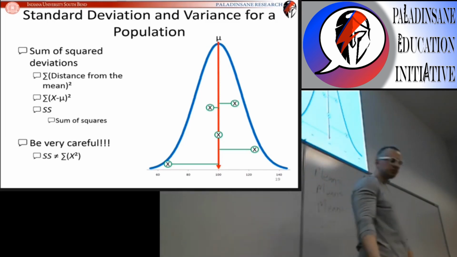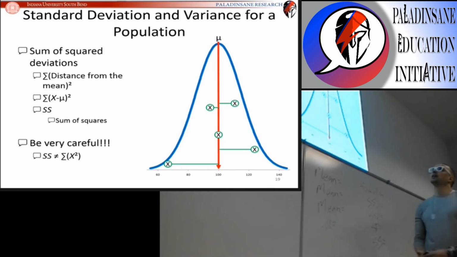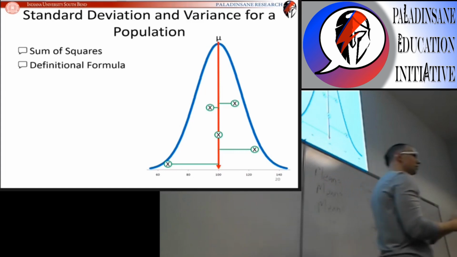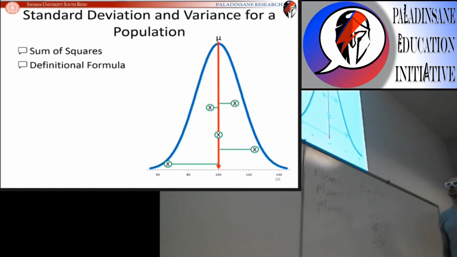This was actually so important and so difficult to calculate that you'll come across this in the text as well. This is why I want you to be aware of it. There's a definitional formula for sum of squared deviations, which is literally you take your deviations, you square them, and then you sum them up.